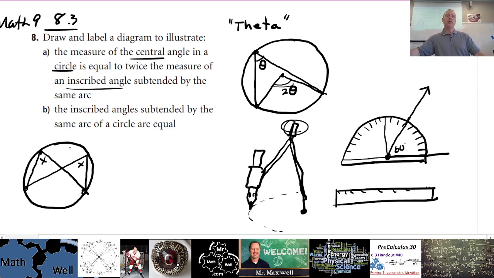So you would use your compass to draw the circle. Then you would use your ruler to draw the two inscribed angles coming from the same point. Then you would use your protractor to measure these angles to confirm that they are the same. And like I said, you're going to have to do that a little bit later.